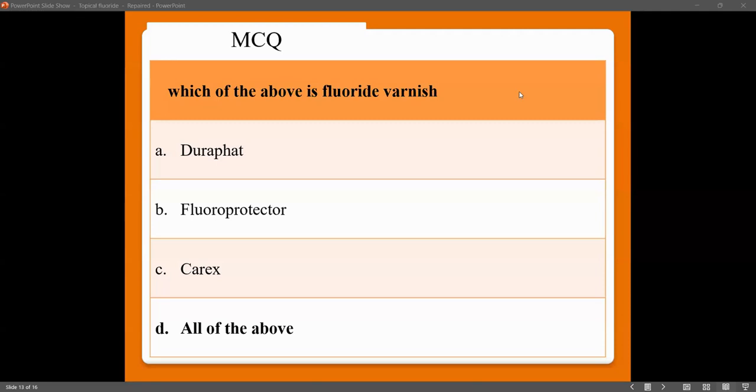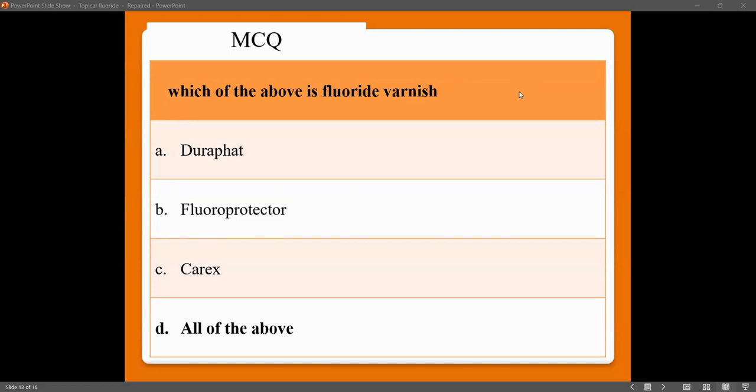Now, let us test ourselves on how much you remember from the lecture I have given you. Okay. Now, these are some examples of MCQs you will be asked in your NEET exam. Which of the following is a fluoride varnish? Duraphat, Fluor Protector, Carex, all of the above. So, which is the answer? Do you remember? It is all of the above, because all the 3 given options are fluoride varnishes. Here you need to remember another one, the ppm of each fluoride varnish.